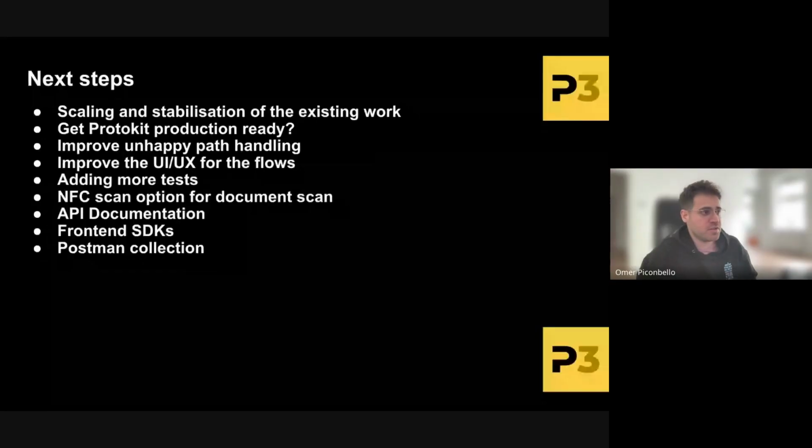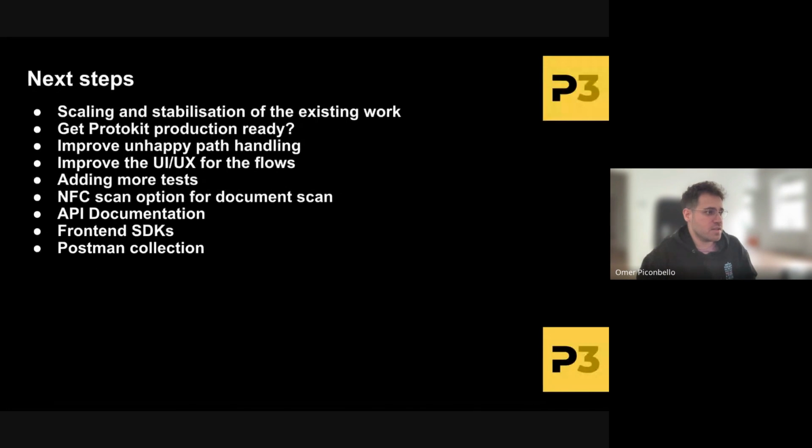For the next steps, we wanted to mention a little bit. We want to get scaling and stabilization going for the already existing work. I can also merge this with the third one, improving the unhappy path handling, because right now we are mostly focused on making things happen, to be honest. Some of the technical issues are not covered, like what if the FaceTec server goes down, how to handle it, is there a purgatory state for the users, this kind of stuff. We want to focus on that, because if this is going to be a very common identity provider, then we should be able to handle those cases as well.